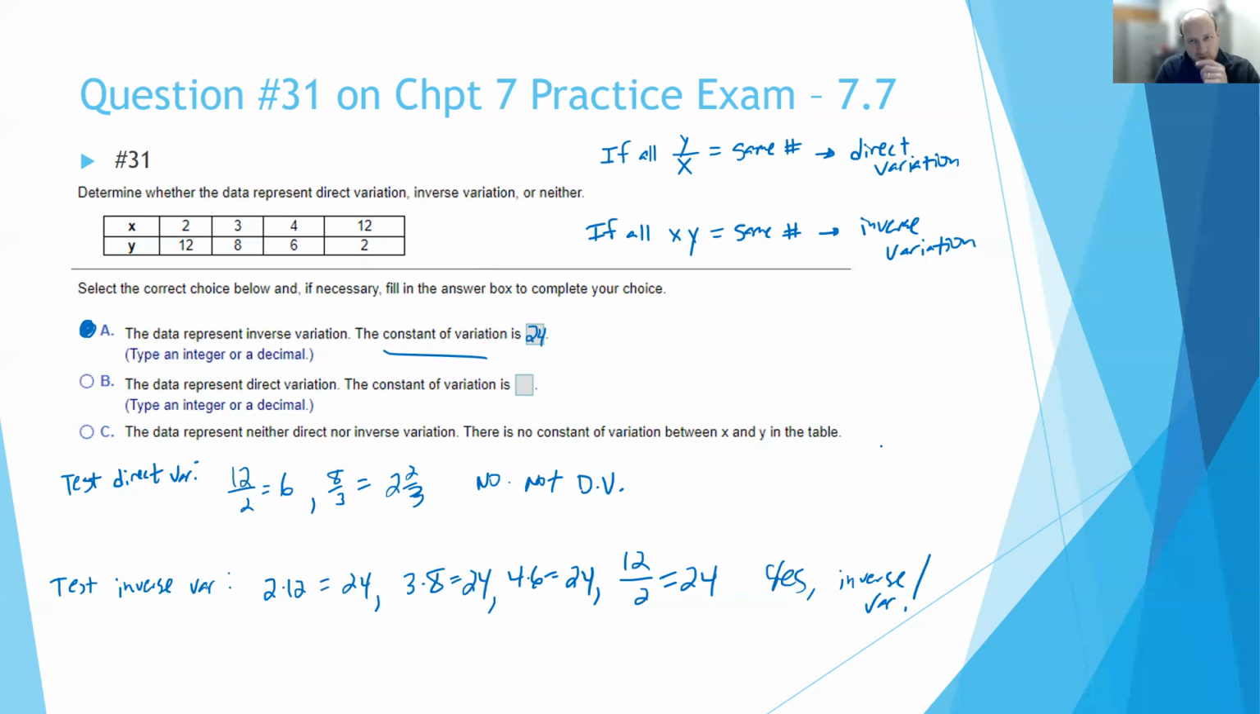Another way to look at that is, all of these x times y's equaled 24, and that meant inverse variation. Why is the k equal to 24? Well, remember in inverse variation, our formula was y equals k over x. If I solve this for y, I'm going to divide both sides by x. So I have 24 over x. Well, what is the k value? It's that 24. So hopefully that makes sense for you.